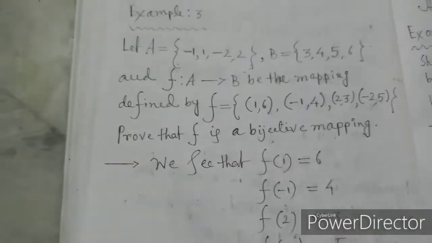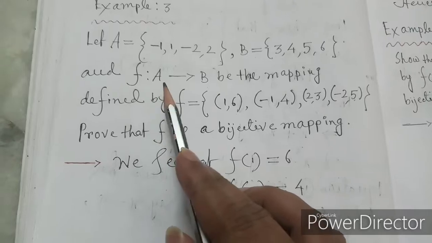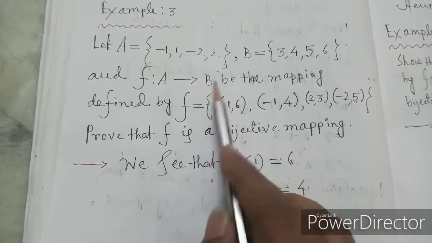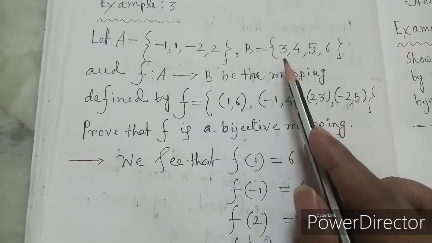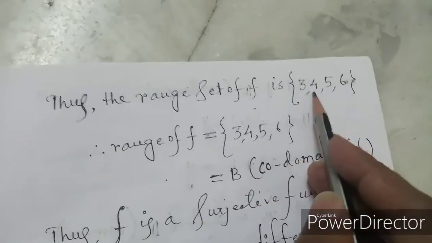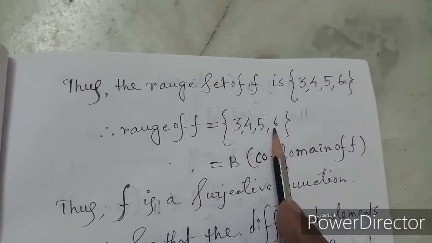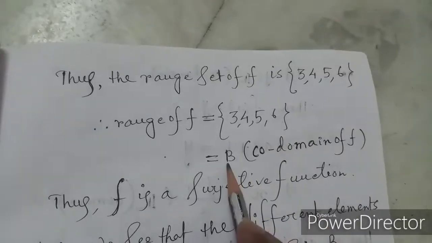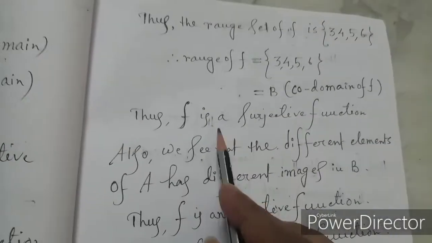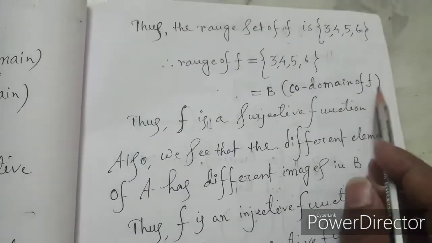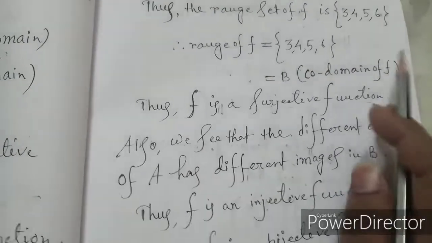And now what is your function? Function f from A to B. So A is your domain and B is your codomain. So what is your codomain here? B means 3, 4, 5, 6. And what is your range here? 3, 4, 5, 6, and those two are equal. That's why range of f equal to {3, 4, 5, 6} equal to B equal to codomain of f. And that's why it is a surjective function. Clear? In this problem I have to first show that the function is surjective.